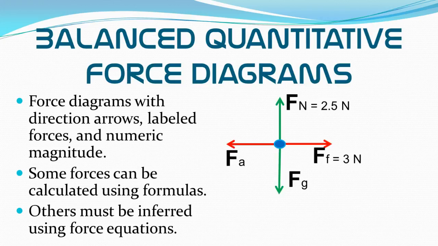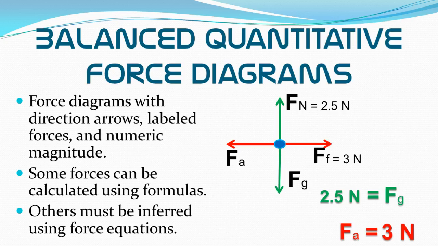So in this case, I have a force diagram. I know my normal force. I know my friction force. I know that Fn equals Fg, Fa equals Ff. So if I know that Fn equals 2.5, Fg has to equal 2.5 newtons as well. If I know that Ff is 3 newtons, then I know that Fa is 3 newtons as well.